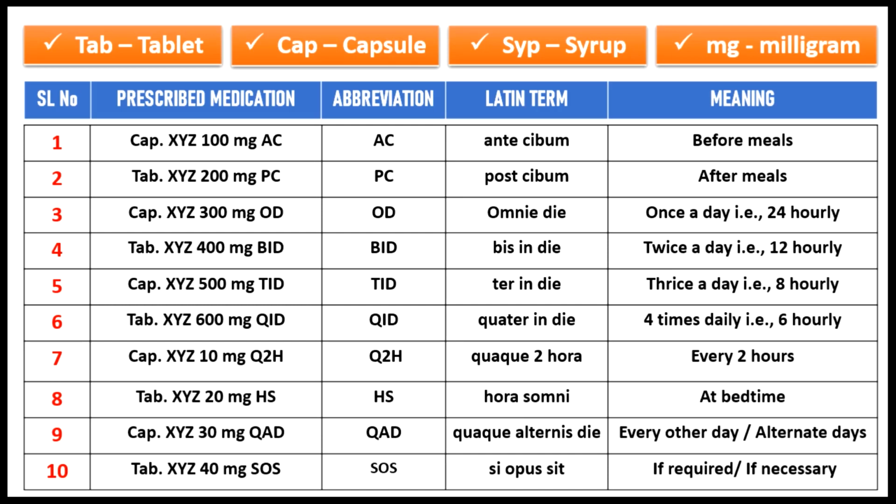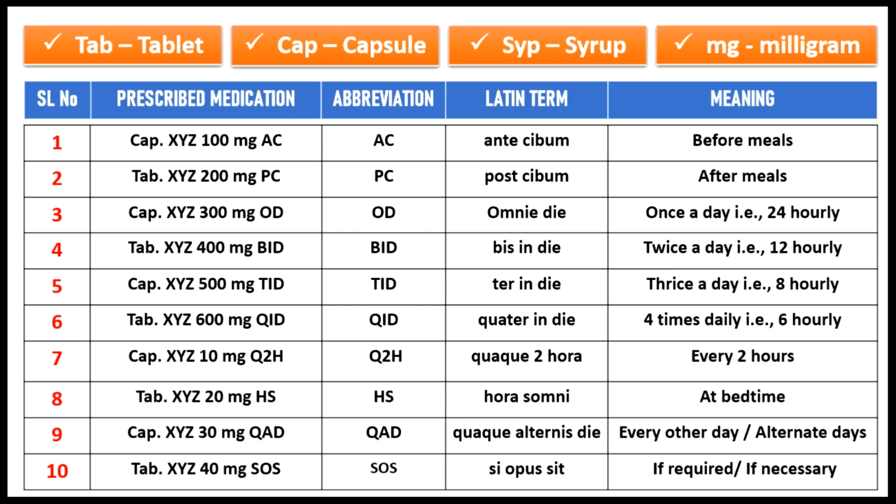Number 2, we have TAB XYZ 200 mg PC. So TAB is tablet, 200 mg is the power of the medicine, and the abbreviation used is PC. The Latin term is post cibum, which means after meals. So this medicine needs to be taken after meals.